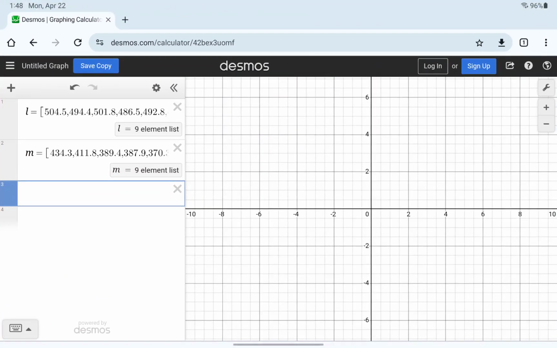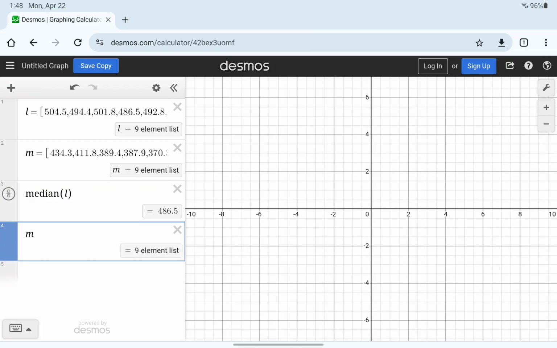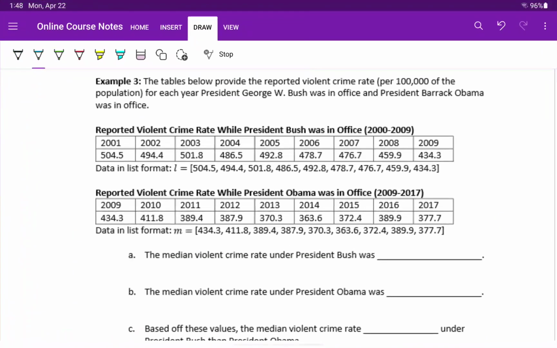Flipping over to Desmos, where I already have those data sets entered, we can find the median of each data set by typing in the word median and then in a set of parentheses, the name that we gave to each data set. So similar to how we calculated the mean, we just swap out that word for the measure that we want, and we end up with our two results here.